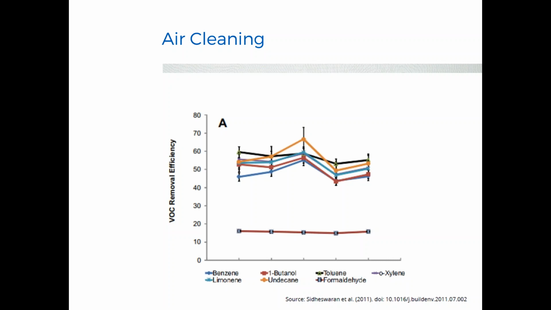And this graph is just showing the removal efficiency of different volatile organic compounds from that carbon filter. And you can see that it's achieving a fairly decent removal efficiency, around the 50 to 60% range, except for formaldehyde, which is quite a bit lower. So I just want to point out that it's not effective for all target contaminants, but it is fairly effective for several.